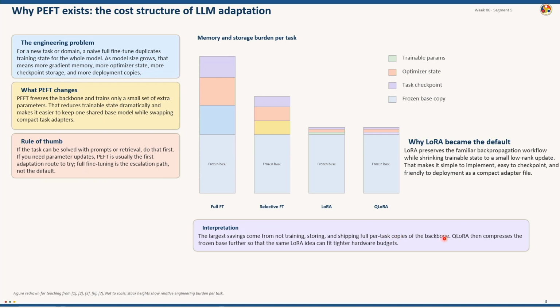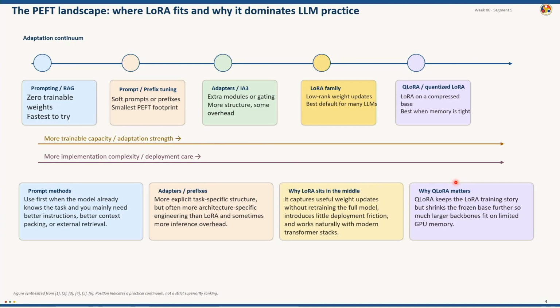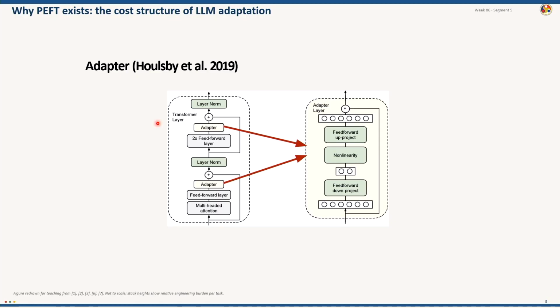So it will update the backbone parameters, the pre-trained parameters, but there is a method. LoRA preserves the familiar backpropagation workflow while shrinking the trainable state to a small low rank update, and that makes it simple to implement, easy to checkpoint and friendly to deploy also. So for deployment purposes also we usually use LoRA efficiency based fine tuning, and obviously this is the path that we talked about already. Now I told you about parameter efficient fine tuning, or PEFT.